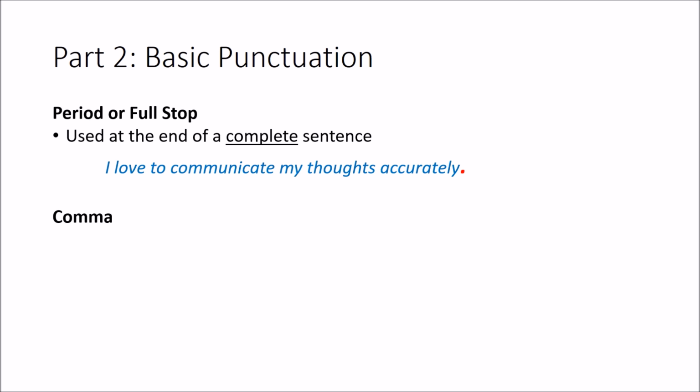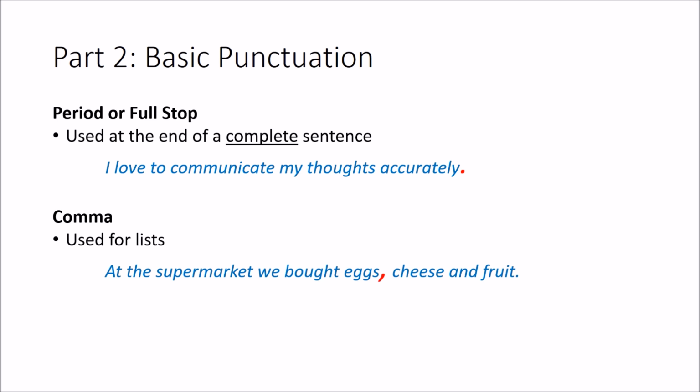And then we have the comma. Commas are used for lists. For example, at the supermarket we bought eggs, cheese, and fruit. Eggs, cheese, and fruit is a list. We separate the items of a list with a comma, except for the last two items.